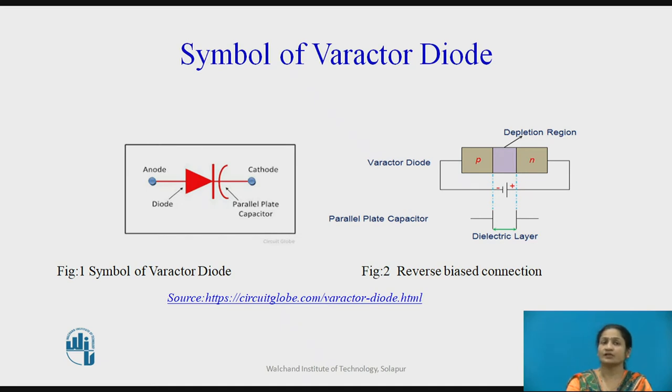The symbol of the varactor diode has two terminals, anode and cathode. A capacitor is represented with the symbol of the diode, in series, as parallel plates of a capacitor. Why is it shown as a capacitor? Because between the two layers a depletion region forms, and that depletion region acts like a capacitance. Here the P type is connected to the negative terminal of the battery and the N region is connected to the positive terminal of the battery. So the depletion region acts like a capacitance between these two regions.